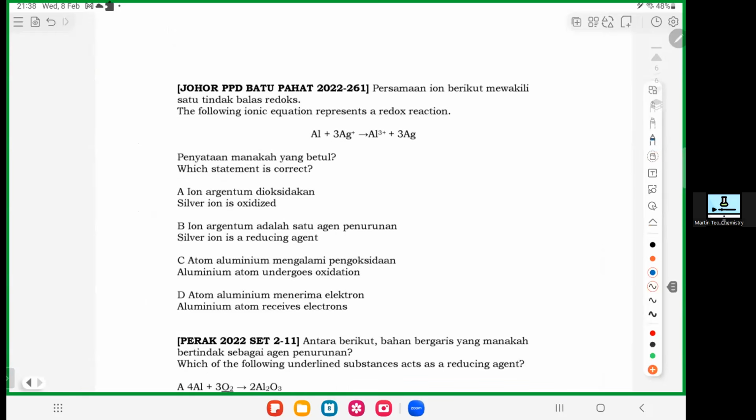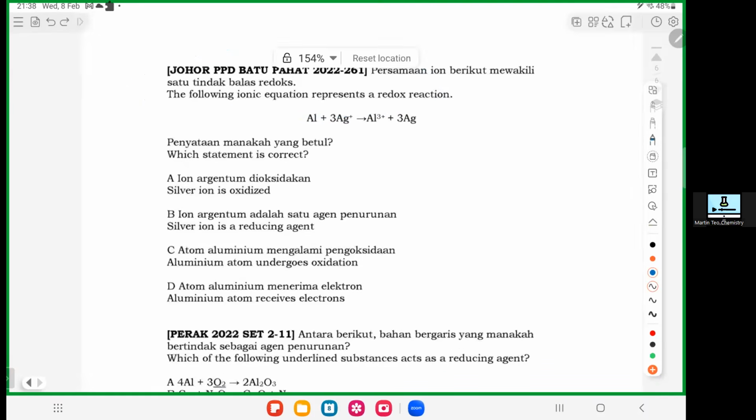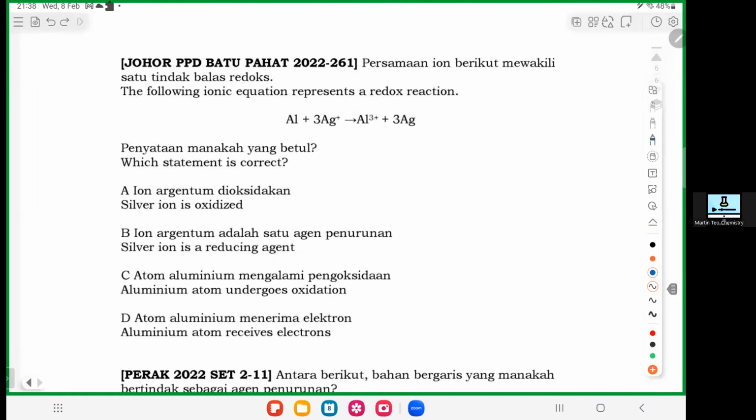Let's try it. The first question is from Johor. So let's have a look at how to do this question. They say redox, but they didn't say which method to use, isn't it? So like what I said, if the question never specified which method to use, I strongly encourage you all to use the oxidation number method, because the oxidation number method is the most powerful method and you can use it for many, many situations.